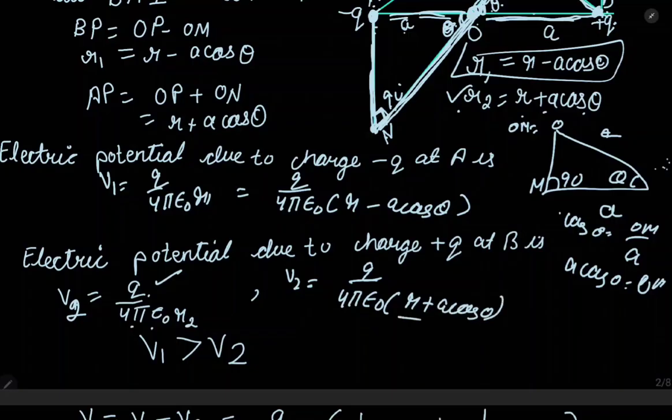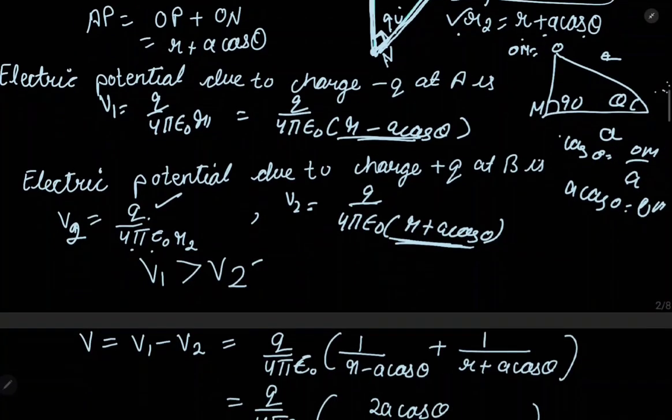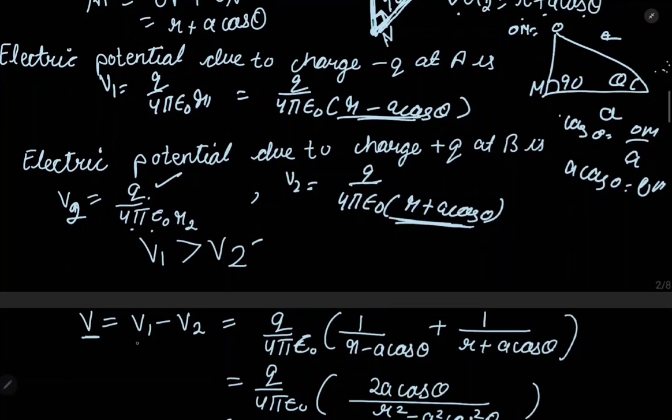As we know, the denominator of V2 is greater than the denominator of V1. If we have a larger denominator, the value will be lesser. So we can say that V2 is lesser than V1. So to find the net potential, we will subtract them. So we will get V1 minus V2. So I'll put the value of V1 and V2 here. Q upon 4 pi epsilon naught is common in V1 as well as in V2, so I'll take it common.